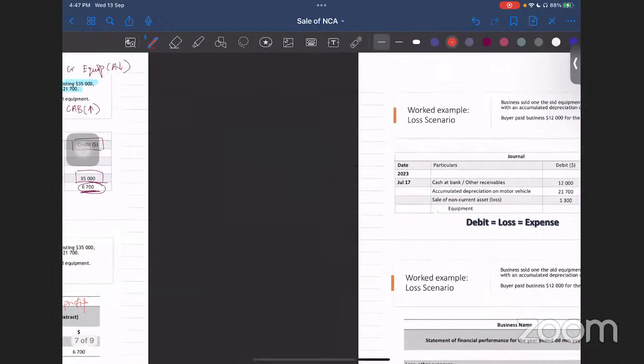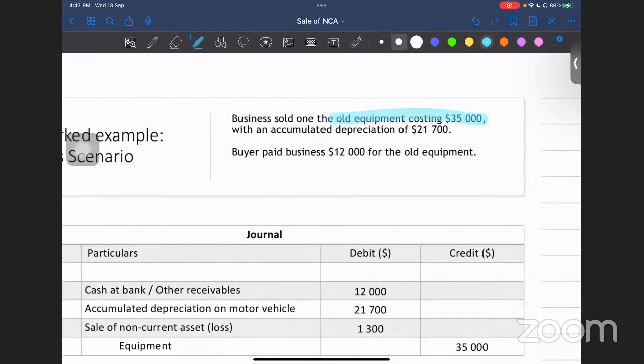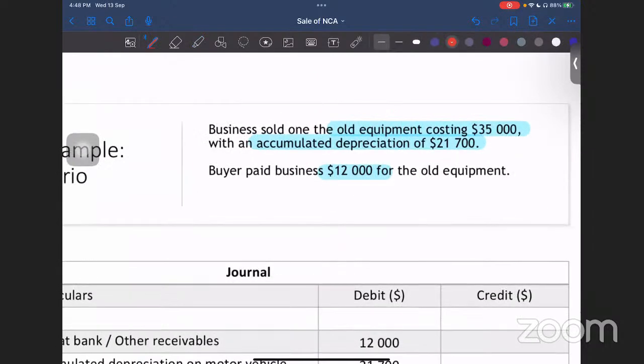Okay, so let's look at the other scenario. The figures are also still given to you. All you need to do is to find the gain and the loss. Same thing here: costing 35K, accumulated depreciation is 21,700, and we received 12K this time. So same thing, I receive 12K. When I sell, I receive money.